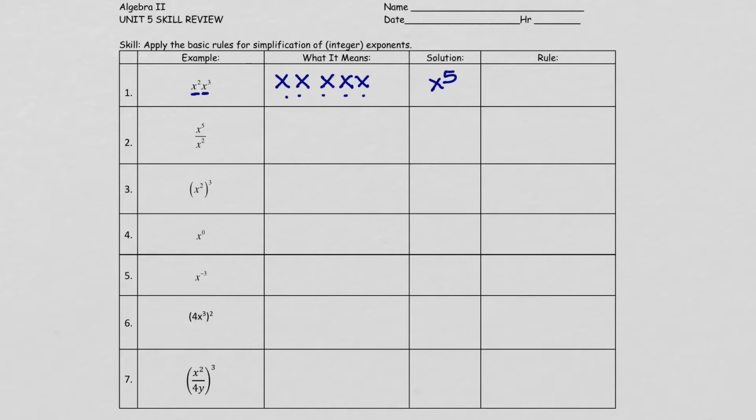So what rule can we get from that? We have 2 and we have 3. We added them together and we got 5. So we can say that we're going to add powers. So when we've got it as it's written there, we can add powers.